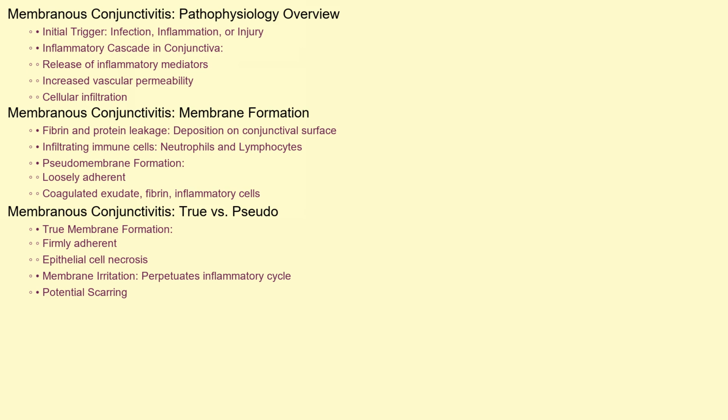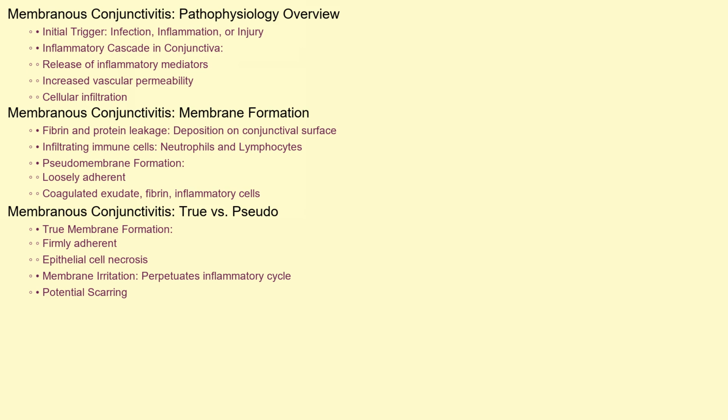To understand membranous conjunctivitis, we need to understand the pathophysiology. The initial trigger, whether infection, inflammation, or injury, leads to an inflammatory cascade in the conjunctiva. This cascade involves the release of inflammatory mediators that increase vascular permeability and cellular infiltration. The increased permeability allows fibrin and other proteins to leak from blood vessels and deposit on the conjunctival surface. Simultaneously, infiltrating immune cells, such as neutrophils and lymphocytes, contribute to the inflammatory milieu.